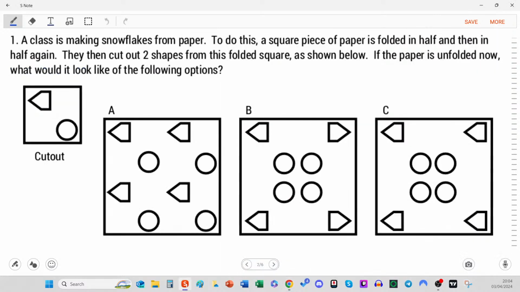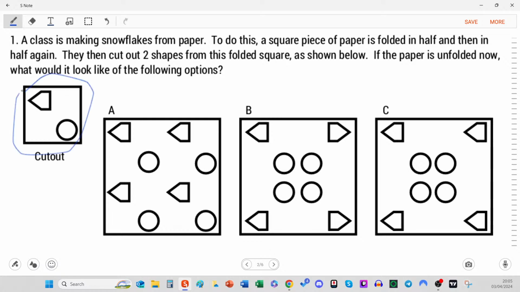A class is making snowflakes from paper. To do this, a square piece of paper is folded in half and then in half again. Then they cut out two shapes from this folded square. As you can see, that's a circle and a pentagon. Real pent, not a regular pentagon. And then what happened is this shape gets unfolded. What would it look like if it was unfolded?